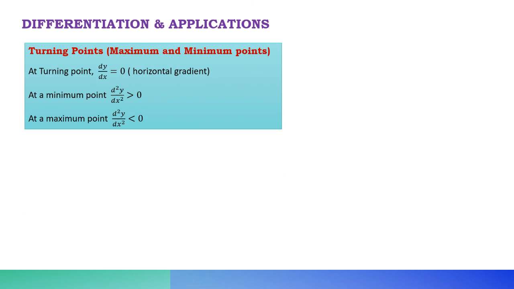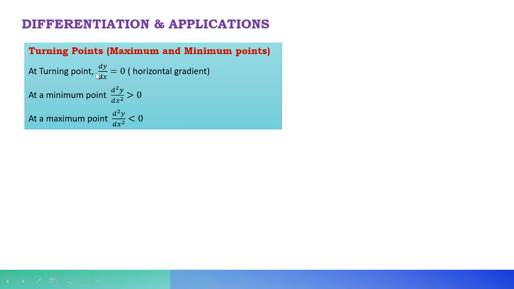And the application part, there are 3 major applications that normally asked is the turning point, which is known as maximum minimum. And for turning point, remember when you ask a turning point means your dy dx is equals to 0, is a horizontal gradient or horizontal slope. If your dy dx is greater than 0 or less than 0, it means it's a slanted. It's either in the positive direction or negative.